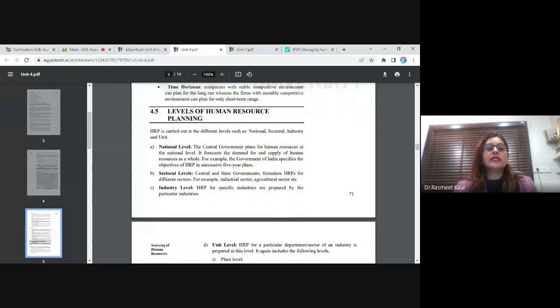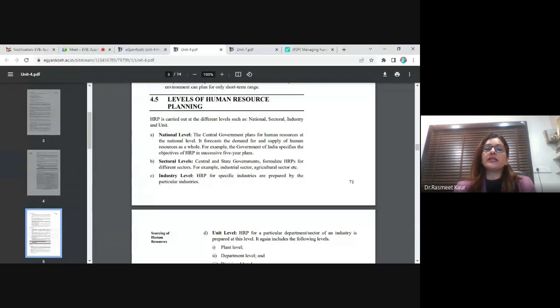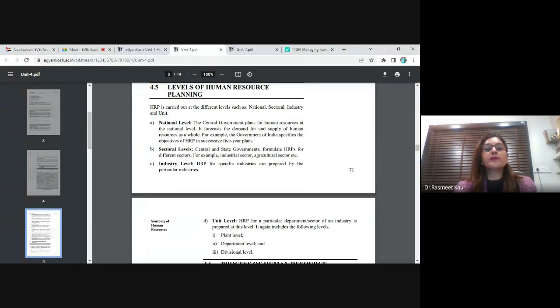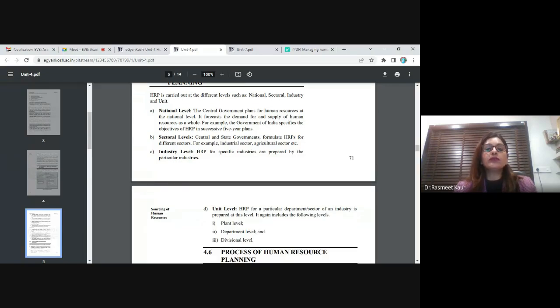Coming to the next part in the content which is shared with you: levels of HR planning. We do human resource planning, as I just said, at the national level. So the government keeps certain objectives, makes certain plans, and then comes up with different types of policies, government policies at the national level, where they say that they are promoting employment, they want a particular sector to grow, they want that more human resource should be hired.